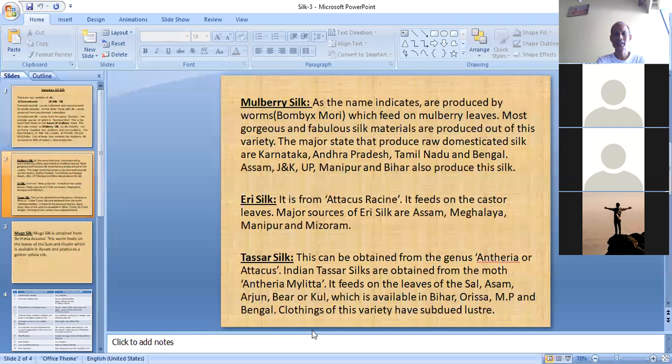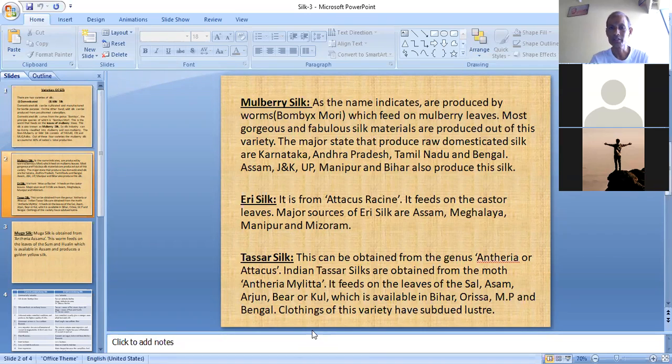Then Ari silk. It is from Attacus ricini, just like Bombyx mori is the name of species of mulberry silk worm. Similarly, Attacus ricini is the name of the worm from which we are getting Ari silk. It feeds on the castor leaves. ये मलबरी पे नहीं होगा, ये कैस्टर प्लांट की लीव्स को खा के ग्रो करता है. मेजर सोर्सेज ऑफ एरी सिल्क आर, जो स्टेट्स हैं वो असम, मेघालय, मणिपुर एंड मिजोरम.